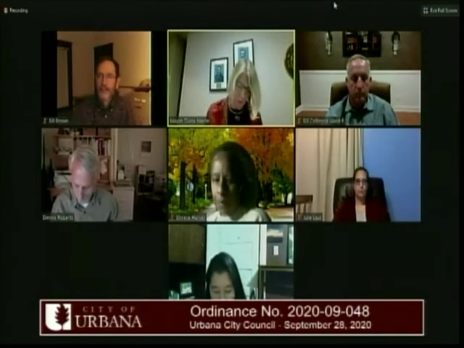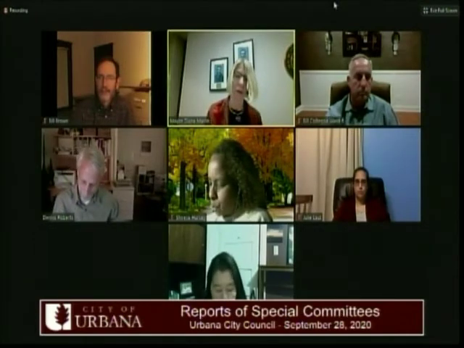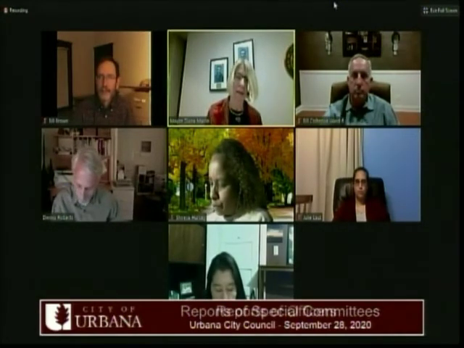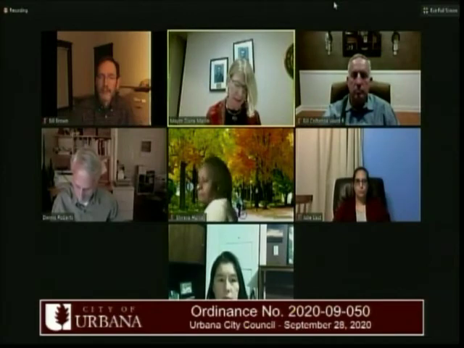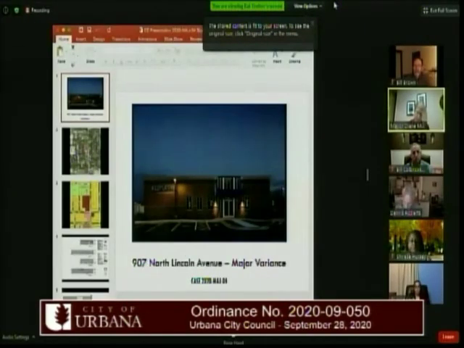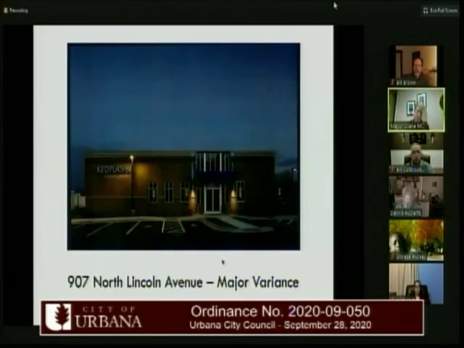Next up are reports of special committees. We have none, I don't believe. Reports of officers. I don't think we have any. New business. Ordinance number 2020-09-050, an ordinance approving a major variance plasma facility wall signs at 907 North Lincoln. And this is ZBA case number 2020-MAJ-04, and Community Development will be presenting this.